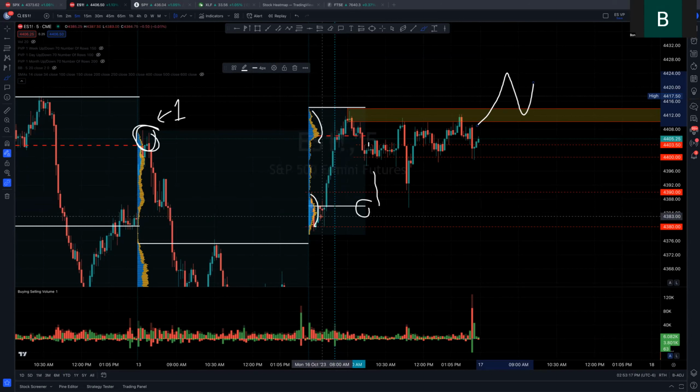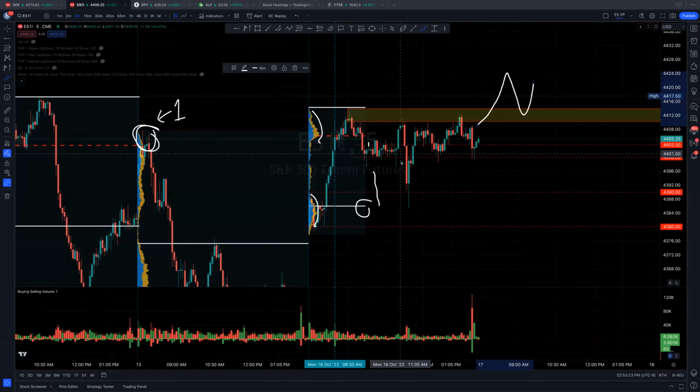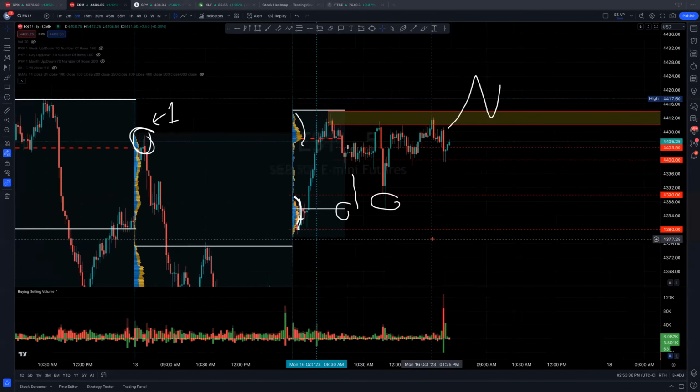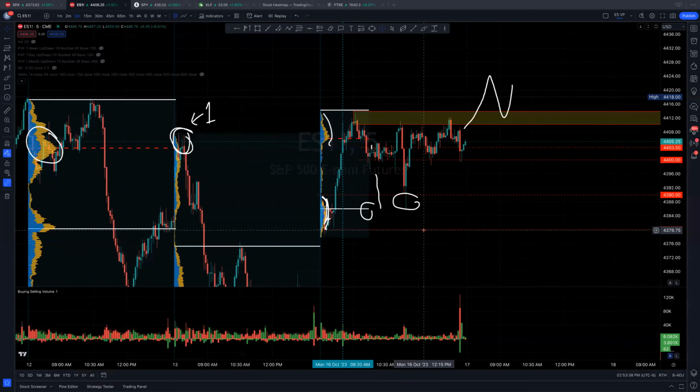Why? We built a base here at the open, okay? We tested these highs, and this rejection came in here in this area, which is this high volume node right here, and got bought up. So this was price acceptance for buyers. Does that make sense?